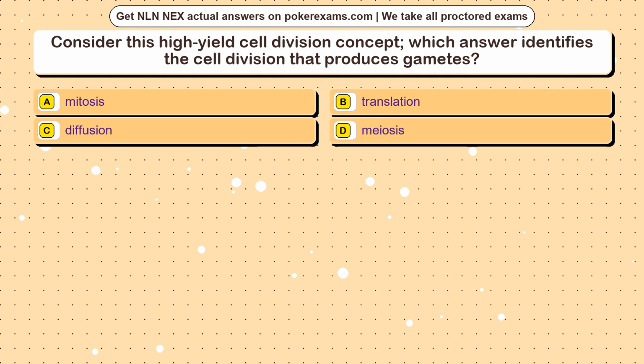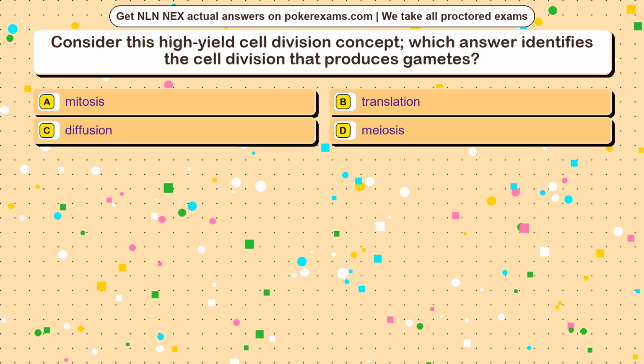Question 18. Consider this high-yield cell division concept. Which answer identifies the cell division that produces gametes? Option A, mitosis. Option B, translation. Option C, diffusion. Option D, meiosis.